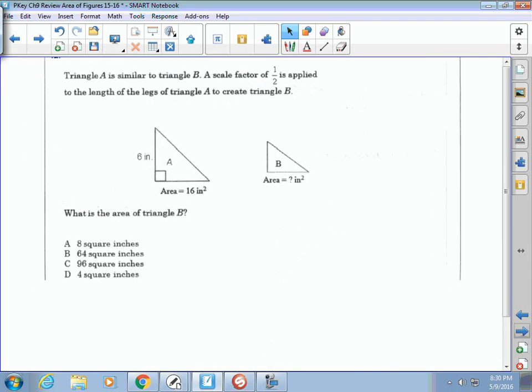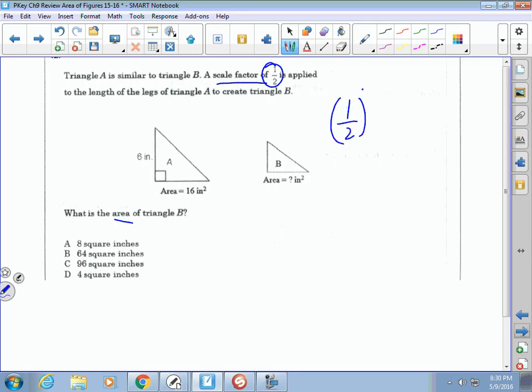Okay, so remember, scale factor. Dealing with area, what do we do to that scale factor? We square it. So we're dealing with 1/4. I'm going to find the area of the new one. This is the new one, the one that is actually getting smaller. So I'm going to do 1/4. The smaller one is what I'm trying to find, over 16. Cross multiply. You should get B. That takes care of that.